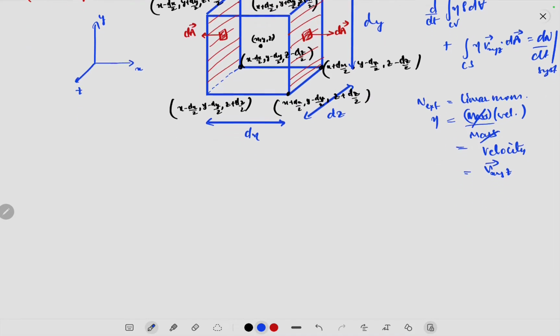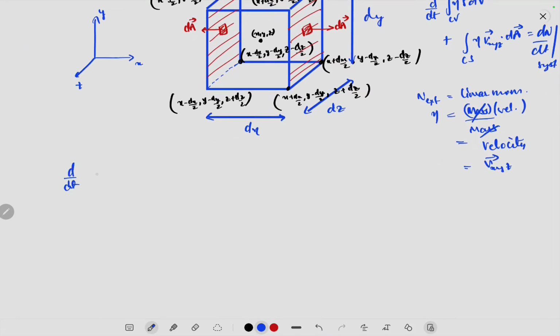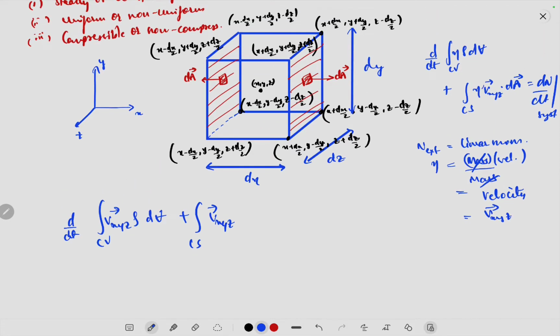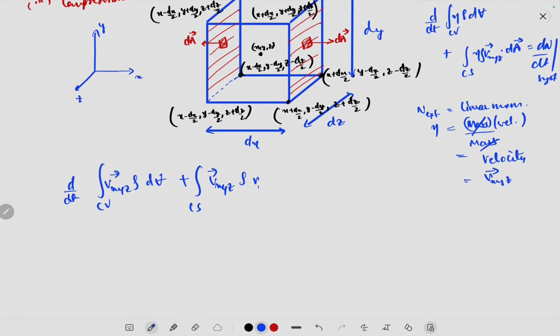Alright, so let's put eta here. This will become d by dt integral over the control volume of v_xyz rho dV, plus integral over the control surface of v_xyz, oh sorry, I forgot rho here, so rho v_xyz dot dA, equal to dN by dt, and dN by dt is dP by dt. And what is the rate of change of linear momentum? It is nothing but the summation of all the external forces.